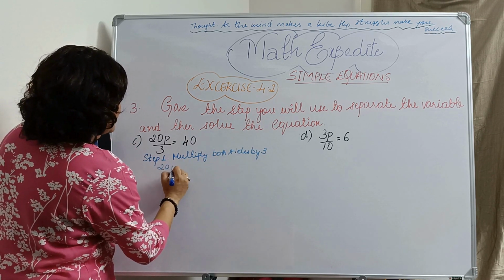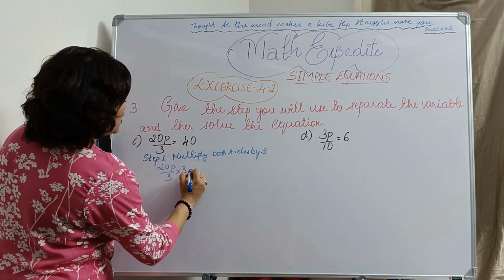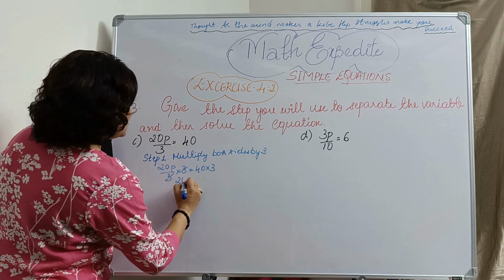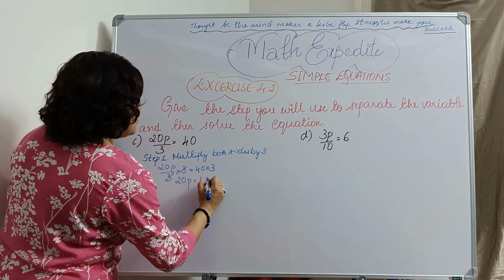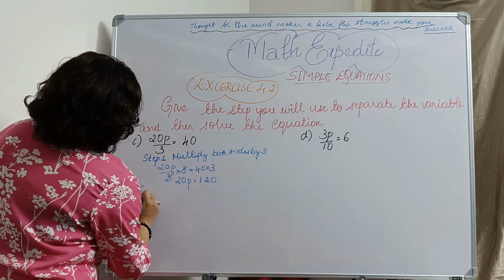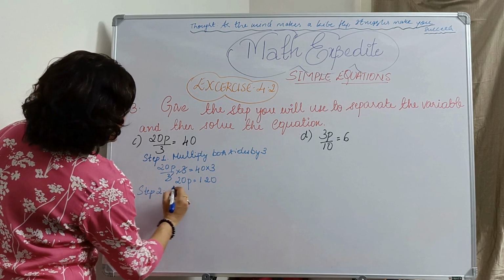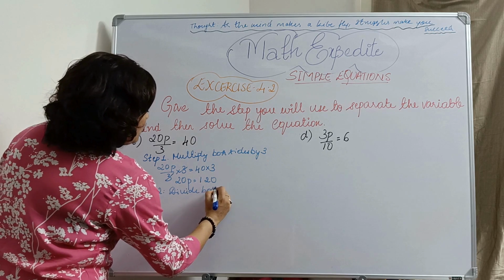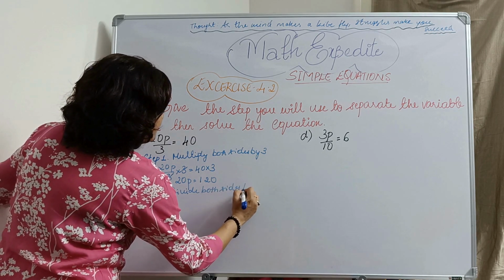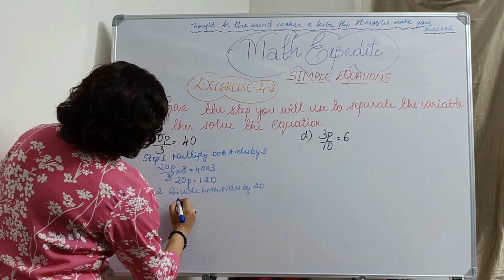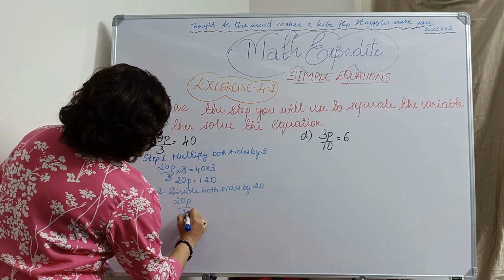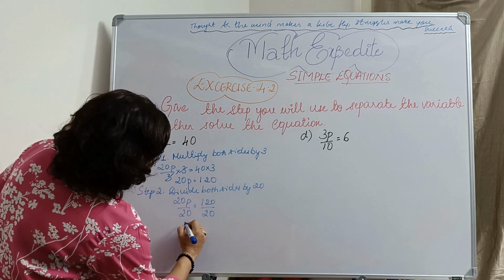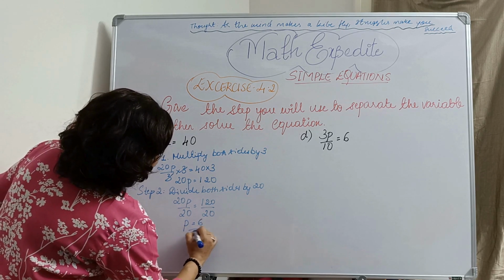So 20p by 3 into 3 equals 40 into 3. 3 gets cancelled. I get 20p equals 120. Step 2. Now I have to divide. Divide both sides by 20. So 20p by 20 is equal to 120 by 20. 20 gets cancelled. p is equal to 6.